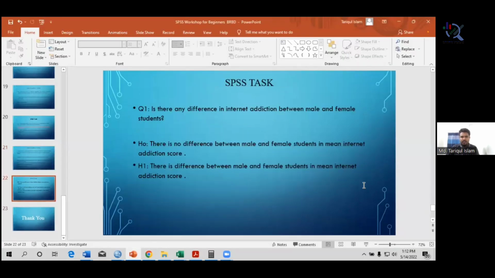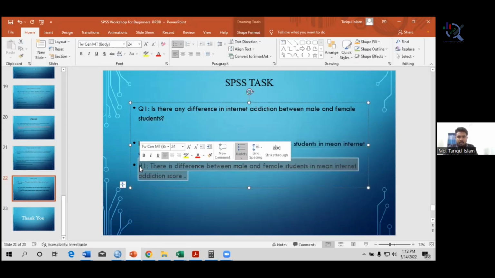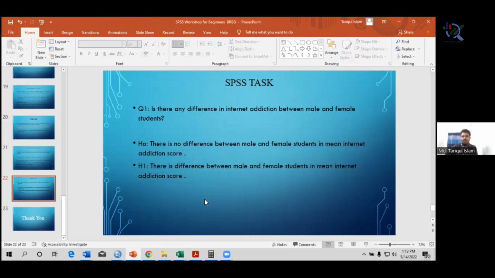So the question was, is there any difference in internet addiction between male and female students? We haven't found any difference, just a difference of 0.02 or something, so we can consider it as no difference. There is no difference between male and female in mean internet addiction score. So we have to accept the null hypothesis and reject our alternate hypothesis. Our alternate hypothesis was that there is a difference between male and female students in mean internet addiction score.